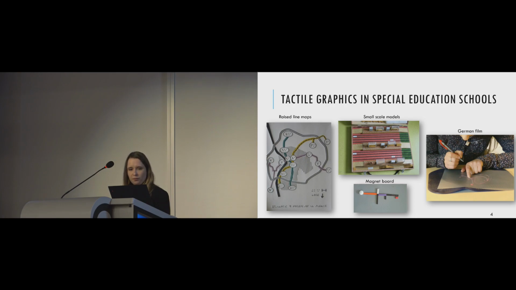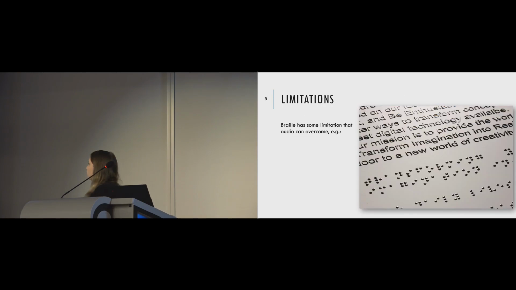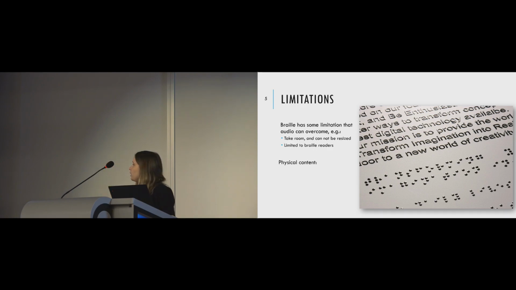But it has some limitations, because when it's not the teacher who describes to the student with visual impairment what he or she is touching, the caption will be in braille, and that has some limitations that audio can overcome. For instance, first, braille takes quite a lot of room and cannot be resized because it's optimized for the fingertip. And it is limited to braille readers, who represent only 20% of people with visual impairments. Also, it is a physical content, and so it's static, while dynamic content can foster learning.